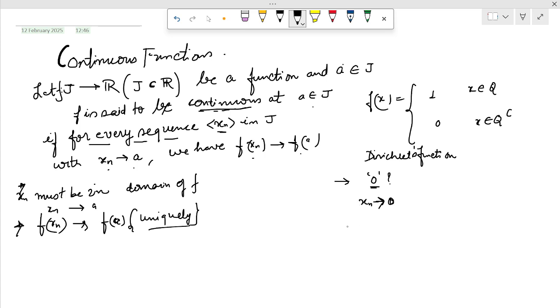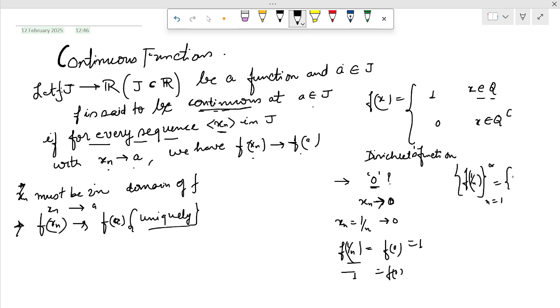For example, if we take only a sequence of rationals, let's say xn equals 1 upon n, what will happen? This converges to 0. If f is continuous, then f(1/n) must converge towards f(0), and which indeed is the case, because f(1/n) will simply equal 1, which equals f(0). That's fine, because if you are taking rationals, then f(1/n) is a constant sequence. Are you getting my point? This is a constant sequence 1, 1, 1, 1, and this will converge towards 1, which indeed equals f(0). So certainly this is fine.